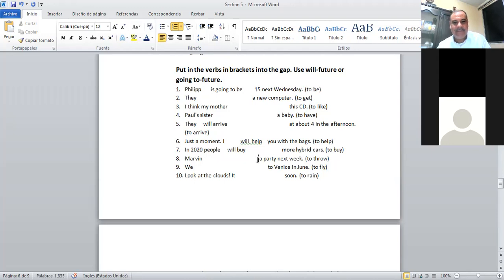Number eight. Marvin is going to throw a party next week. A party. Is the party prepared? Is the party planned? Marvin is going to throw a party next week, because it has been prepared. It has been planned.